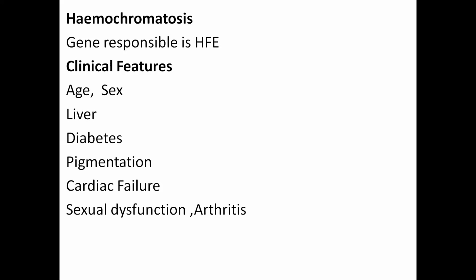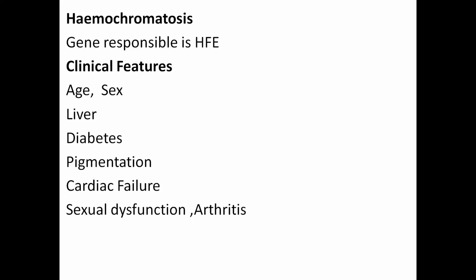Now, what are the clinical features? Age: it usually occurs in middle age. In males it is more common, and in females it occurs 10 years later, because there is protection in females due to increased loss of iron in menstrual blood. Now when iron is stored, there will be dysfunction of multiple organs.